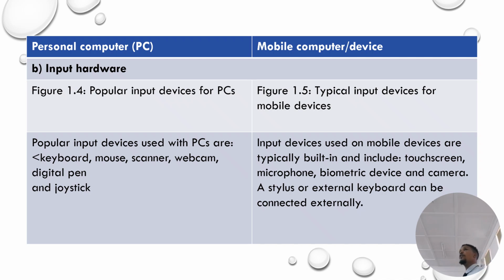Input hardware. Popular input devices for a personal computer are your keyboard, mouse, your scanner, your webcam, also your digital pen. If you are gaming, you can also utilize a joystick. On your cell phone, typical input devices are your built-in or touch screen, your microphone, biometric device and camera, a stylus pen, which you can utilize, and then externally you can use a keyboard via Bluetooth connectivity.